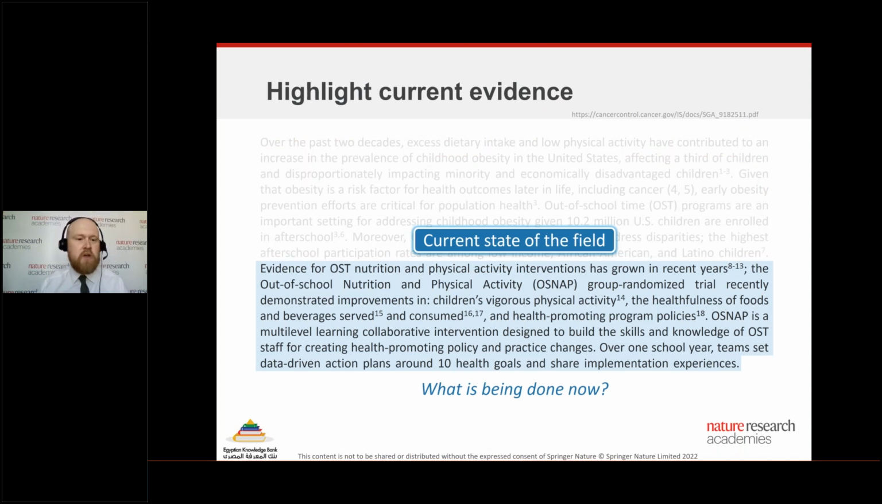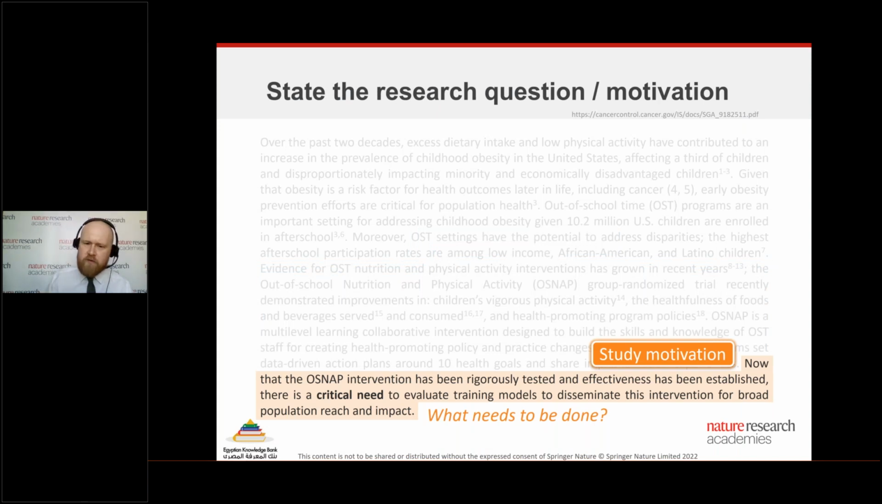After that, in this example, they go on to discuss the current state of the field. What's actually being researched now? Evidence for OST nutrition and physical activity interventions has grown in recent years, and notice here how they're using citations to guide the reader through what current publications there are related to this proposal. Then, after we've established interest by providing the context and the current state of the field, we go on to highlight the study motivation. Now that the OSNAP intervention has been rigorously tested and effectiveness has been established, there is a critical need to evaluate training models to disseminate this intervention for broad population reach and impact. So we're highlighting what needs to be done.